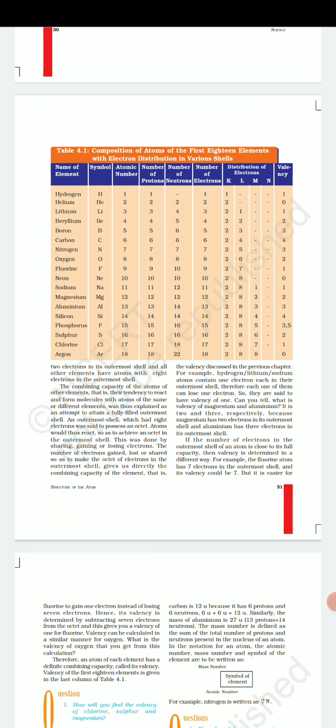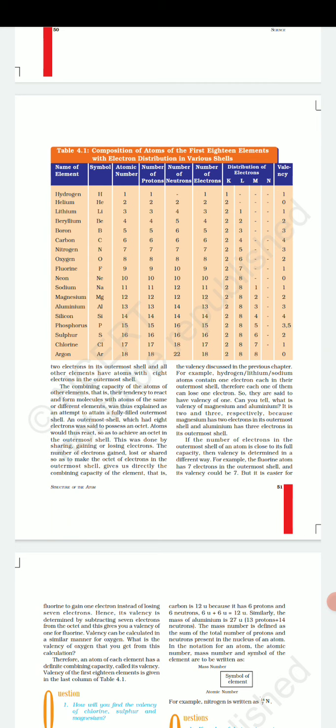So we have shells K, L, M and N. In hydrogen, 1 electron is there, so in the K shell, 1 electron will go. In helium, 2 electrons are there, so in the K shell, 2 electrons will go. In lithium, 3 electrons are there. 2 electrons will go in the K shell, as the K shell cannot accommodate more than 2 electrons, and the 1 electron that is left behind will move to the next shell, the L shell.